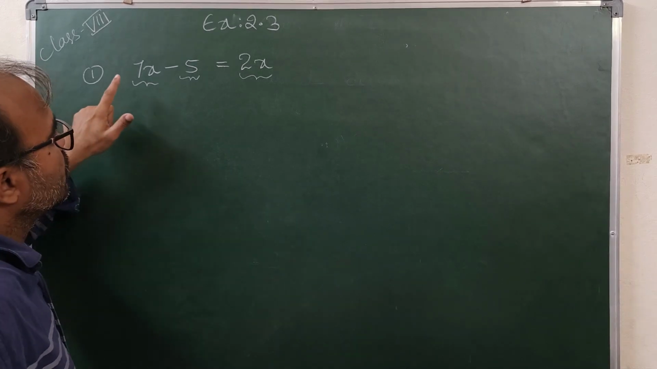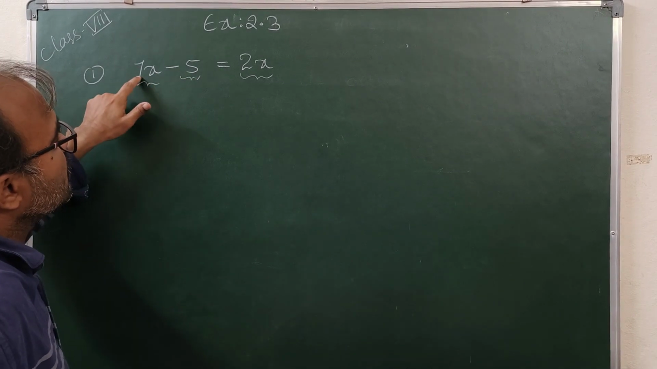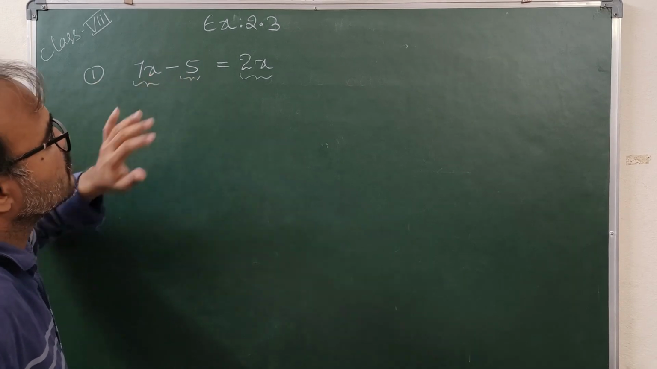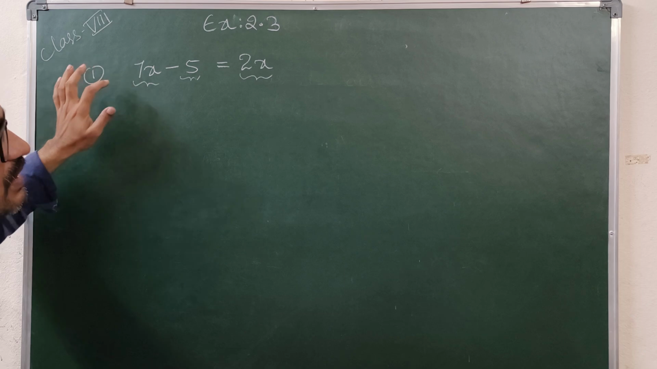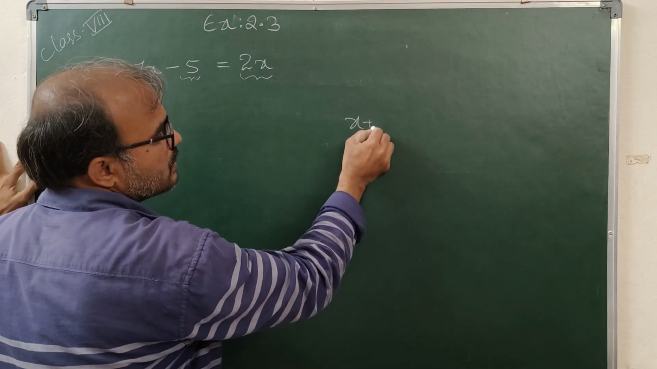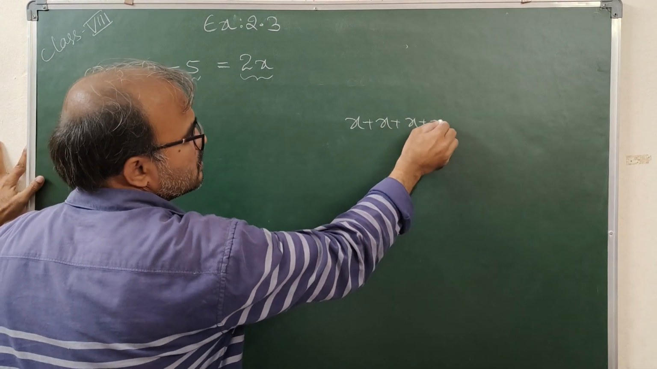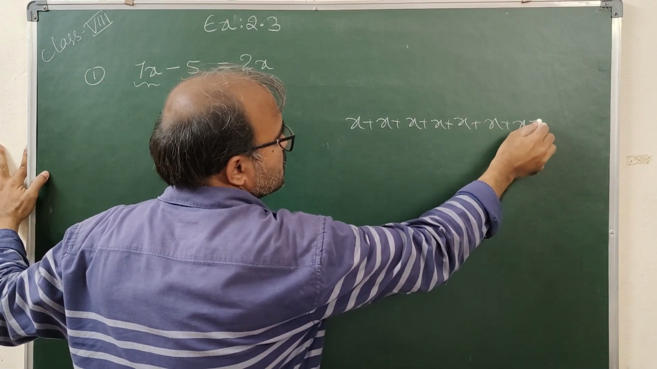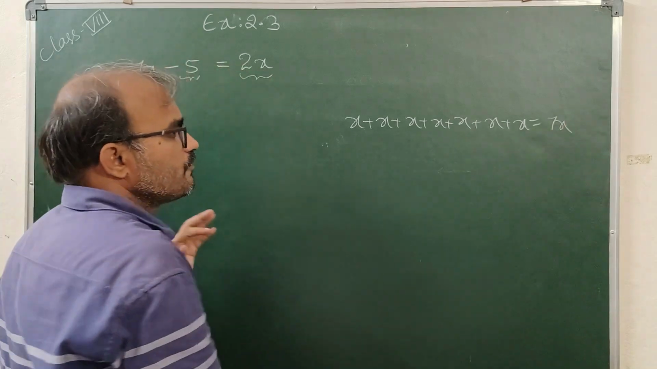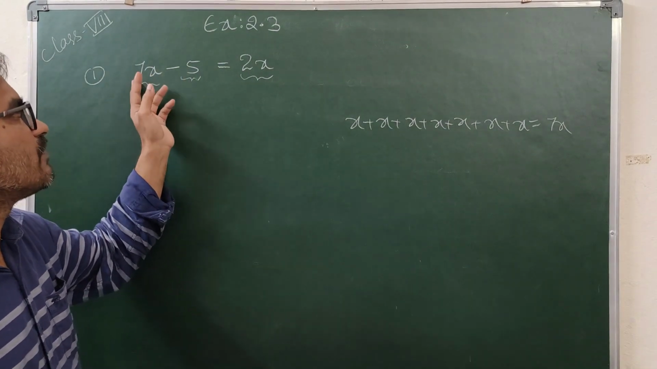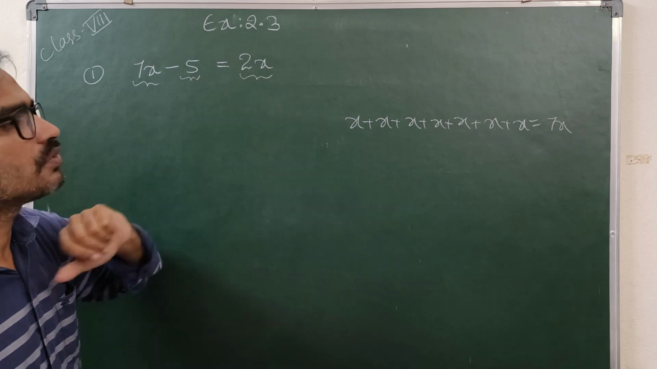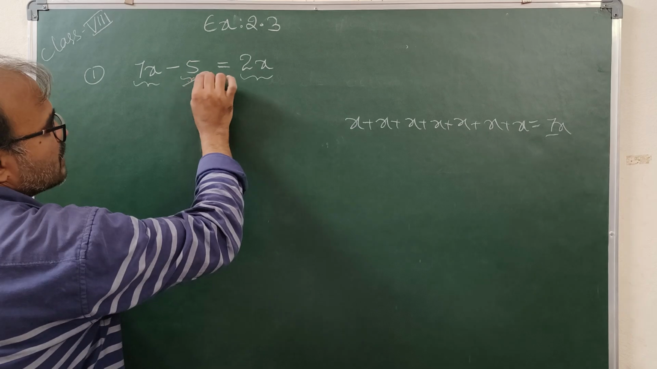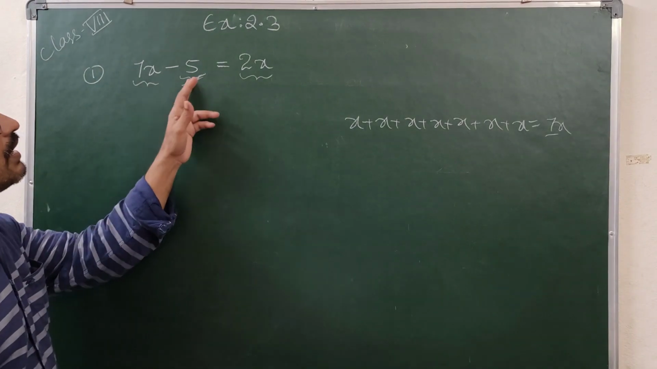Generally, students will add or subtract these two numbers, 7 and 5. See, there is no relation between this 7 and this 5. What do you mean by 7x? 7x means, as you have learnt already, x plus x plus x plus x plus x, 1, 2, 3, 4, 5, plus x is equal to 7x. It means x is added 7 times. It is 7 times x. It is 2 times x. So for this 7 and this constant 5 there is no relation. You should not add or subtract them.